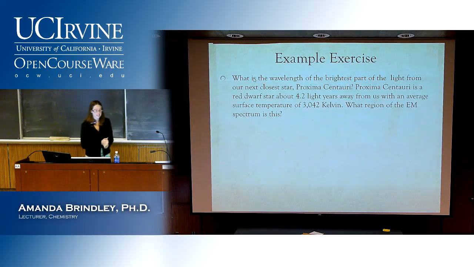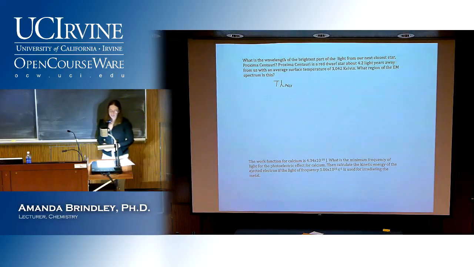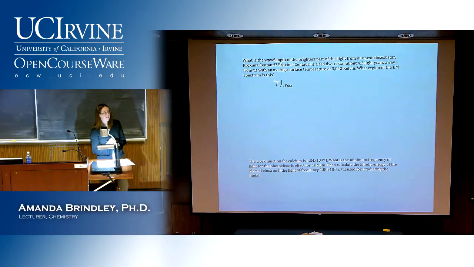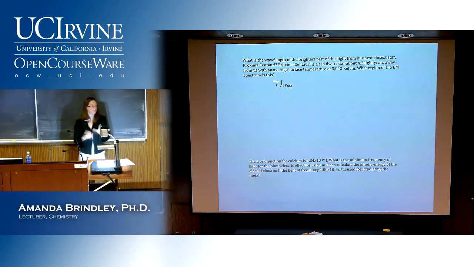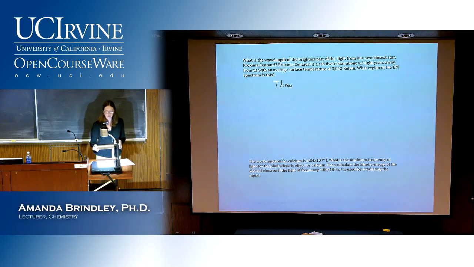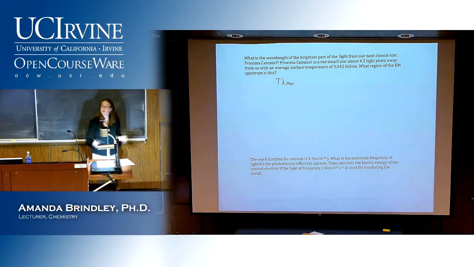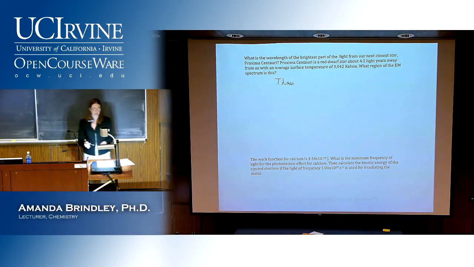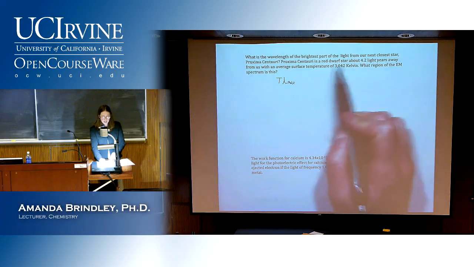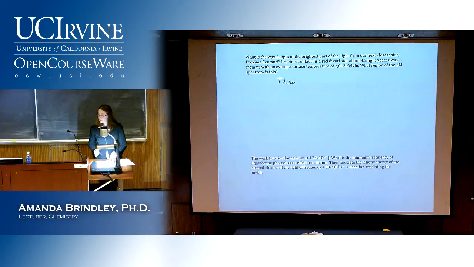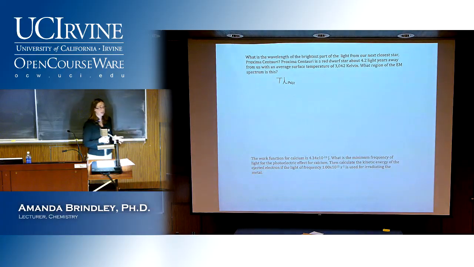Okay, so another example exercise. In this case, we're looking at Proxima Centauri, our nearest star, and it's a red dwarf star. It's about 4.2 light years away, which we don't really need for this problem. But we know that it has an average surface temperature of 3042 Kelvin.